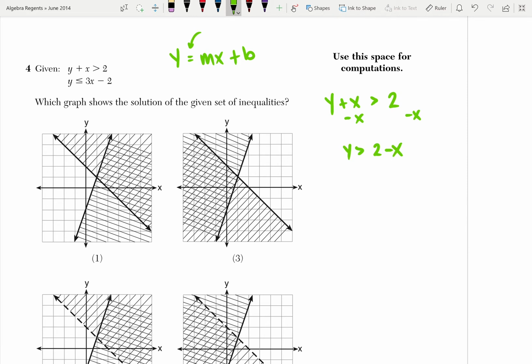Let's look at the second inequality. So that one's actually already in the form that we want it to be in. It's on one side of the inequality by itself, the y is. Okay, so here are two inequalities.